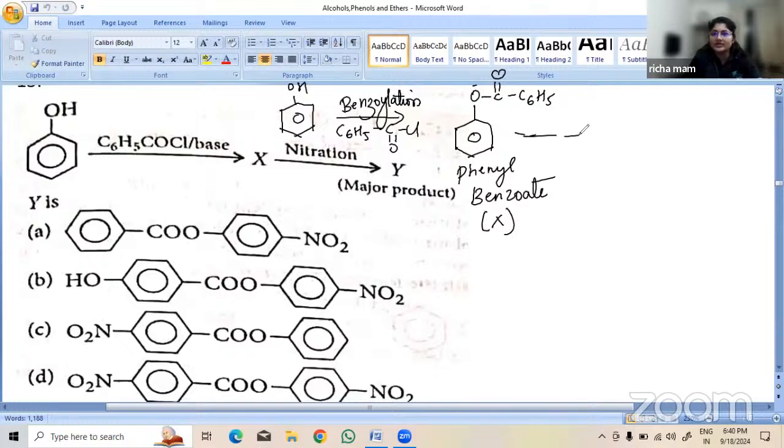Now further, what is it undergoing? Nitration. I told you what a nitrating mixture is. So it is undergoing nitration with concentrated H2SO4 and concentrated HNO3. So what am I going to get? In nitration, what is our electrophile? It is the nitro group, NO2. So where will the nitro group attach?